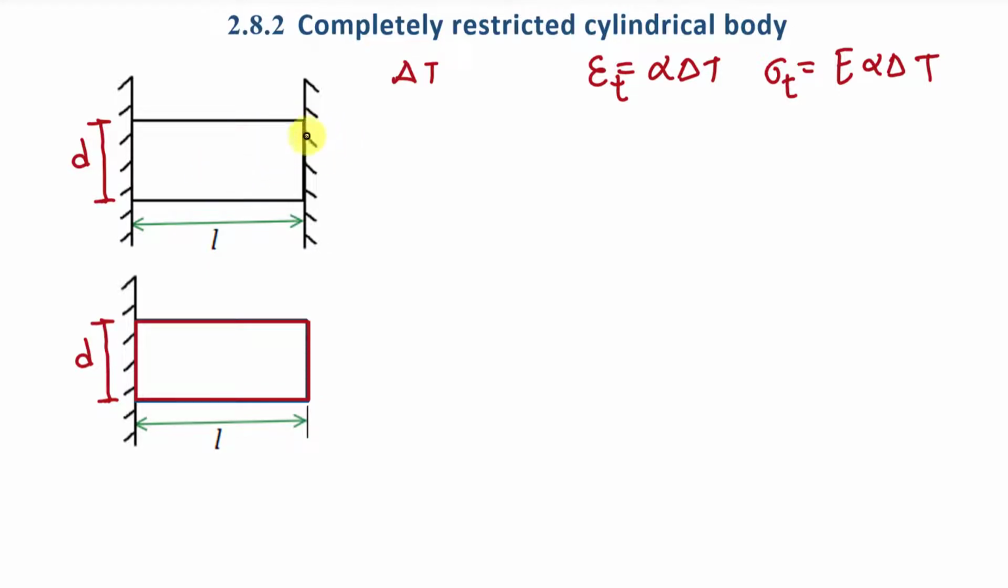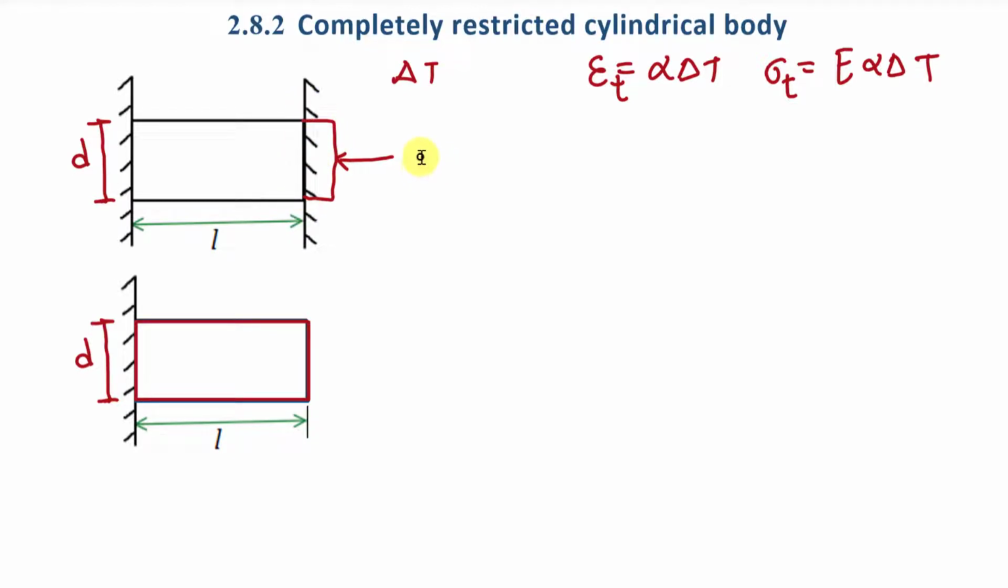But here it is not allowed because we fixed both surfaces of this body. So first of all we are going to consider that we allow this body to deform beyond this surface. Means due to this temperature difference, this body is allowed to deform like this. And once it is deformed, we are going to apply one force in this direction and then due to this compressive load, we will contract this body up to this surface.